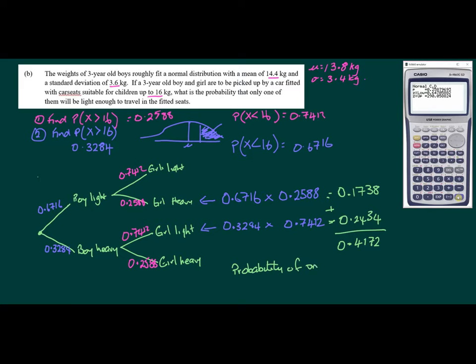So we can say that the probability of only one of either boy or girl being light enough is 0.4172. You could convert that to a percentage, even though they haven't asked for a percentage: a 41.72% chance. And that's how you do that particular question.